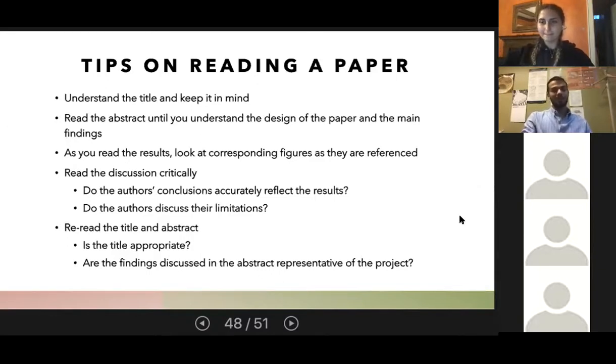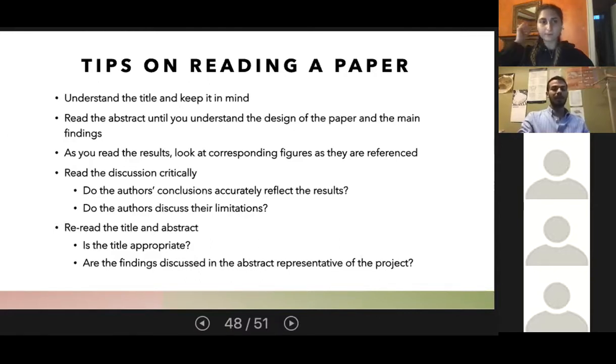So to answer your other question, here are tips on reading a research paper. The first thing is to focus on the title and keep it in mind as you read the paper. The title is meant to summarize the main finding of the project. So it's very useful to keep that in mind when you're reading a section you don't understand. You can ask yourself, okay, how does what I'm reading relate to the title?